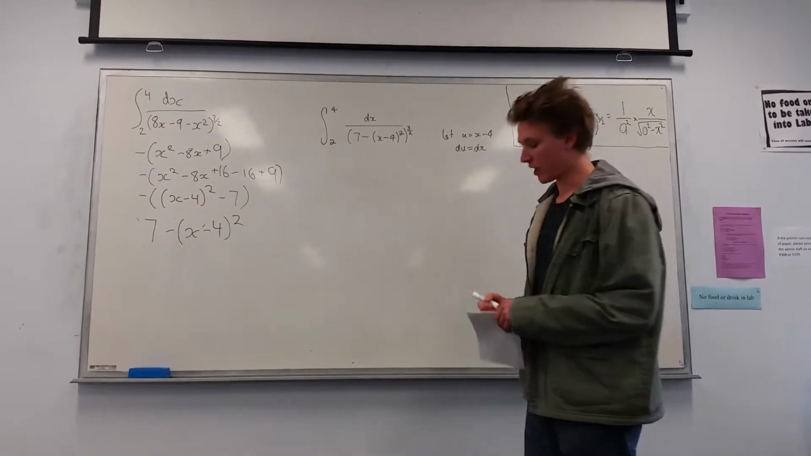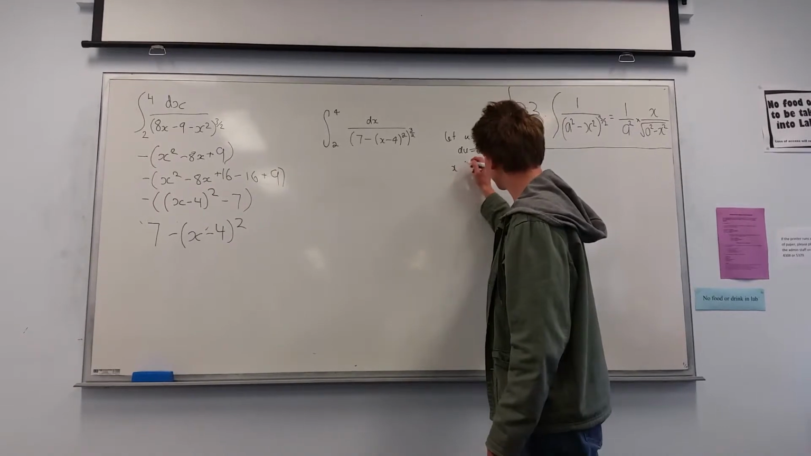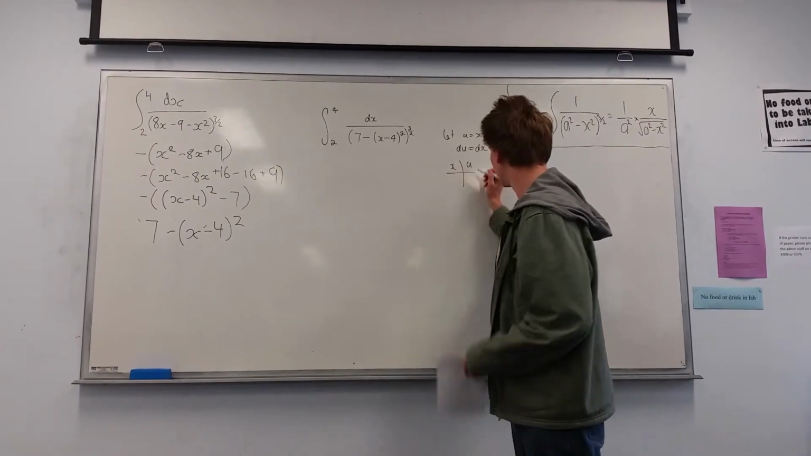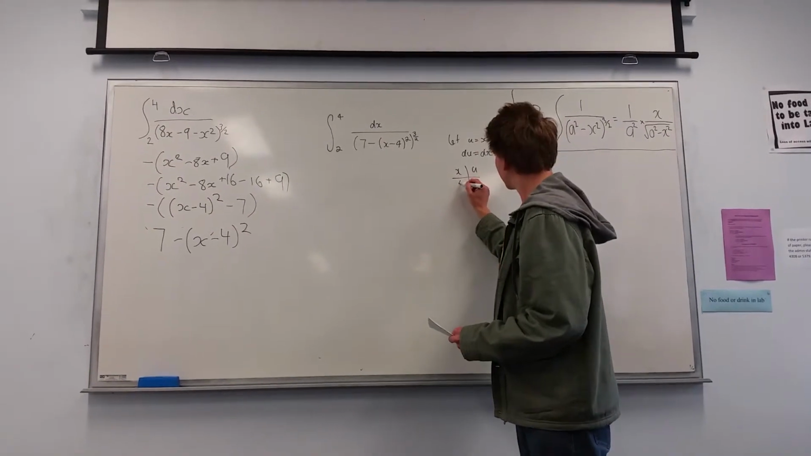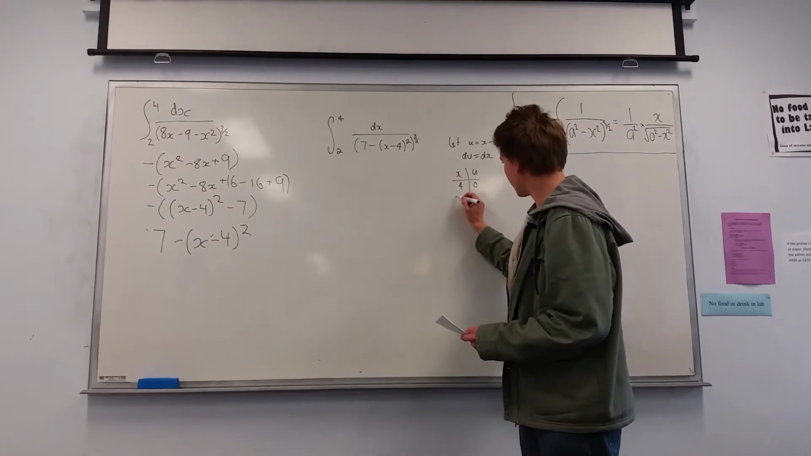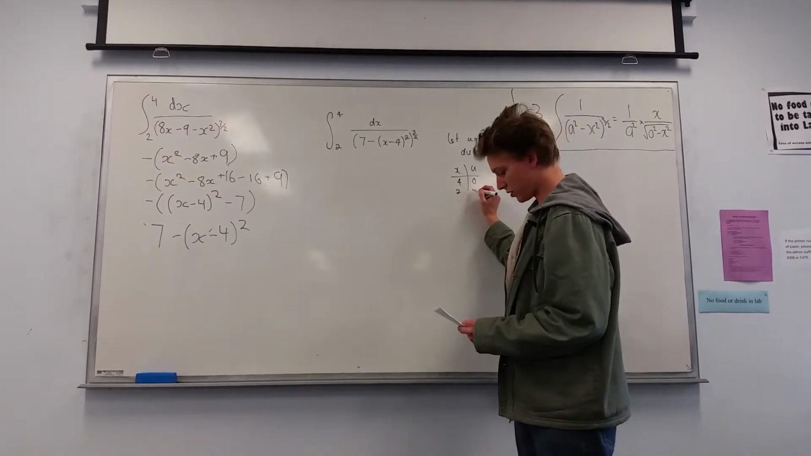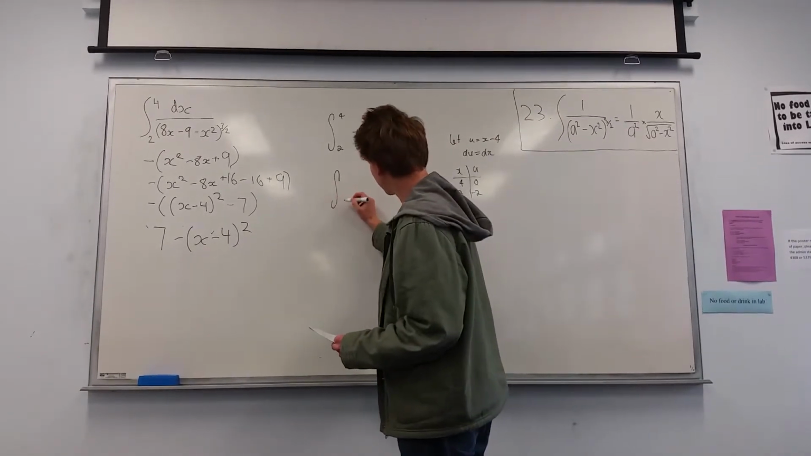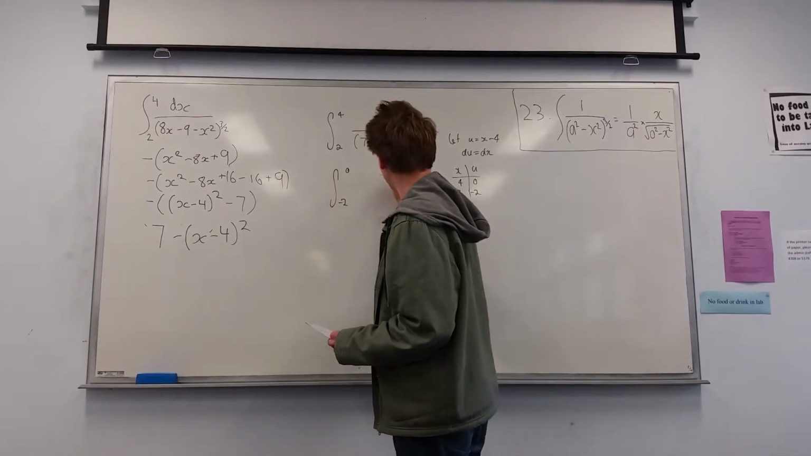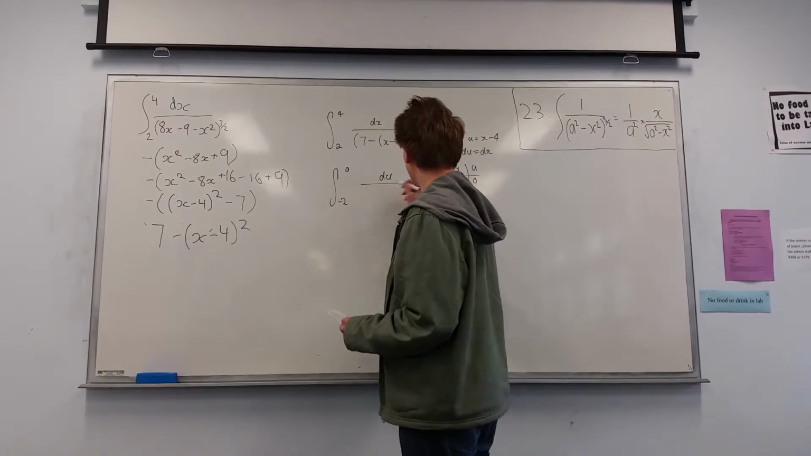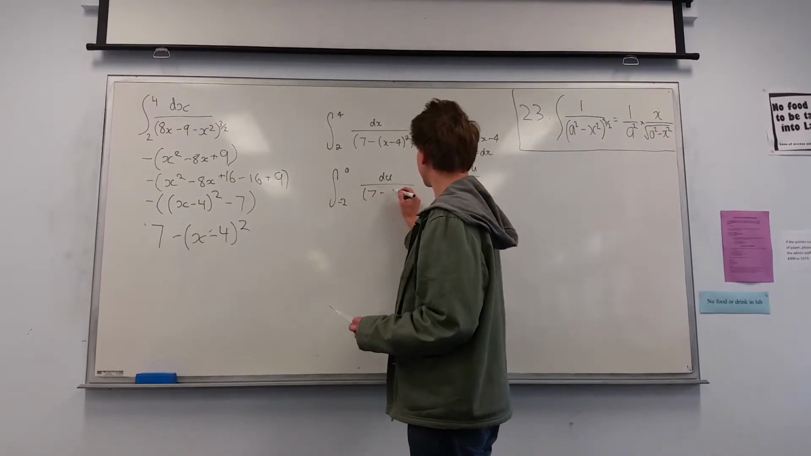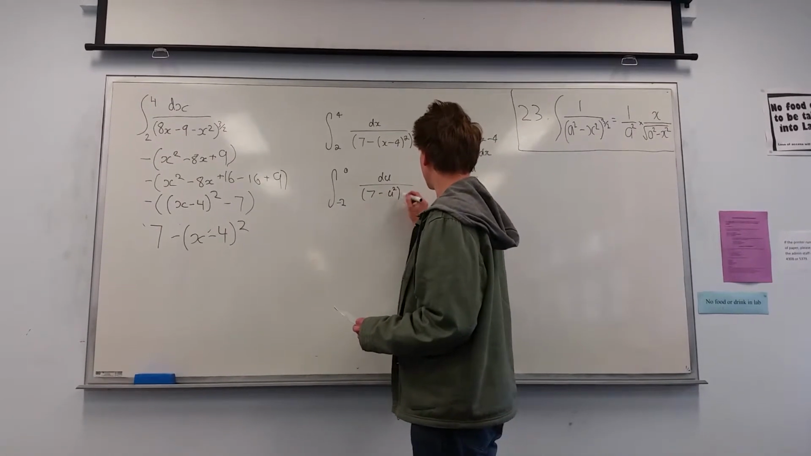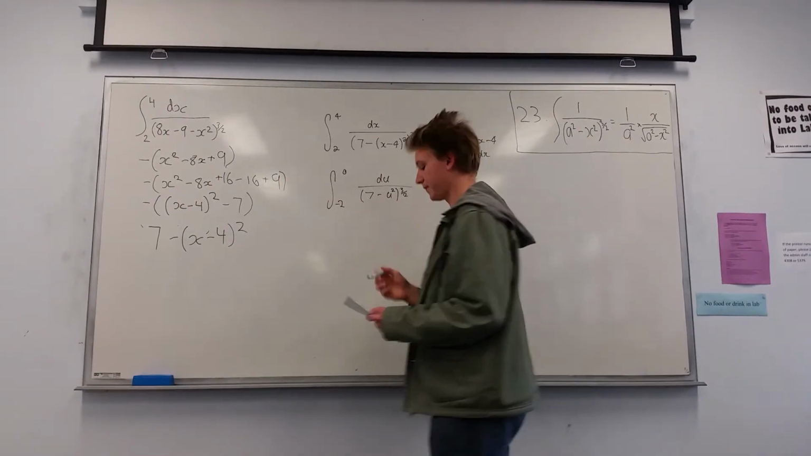we get du equals dx, and using values for x and u we get 4, 0 and minus 2, and that gives us an integral from minus 2 to 0 of du over (7 minus u squared) all to the power of 3 on 2.